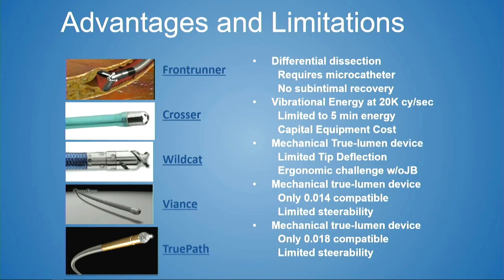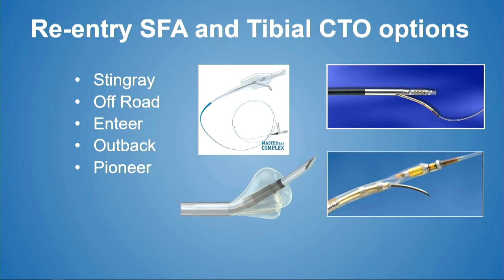And it's interesting that you mentioned that they aren't used very much anymore, because if you look at the device development in the CTO space, the devices haven't changed that much since 2014. So 4 years without much. On the reentry side, they have gotten a little bit smaller. We started with the two that you see on the right, which is the Outback and the Pioneer, being an IVUS-based reentry device. But some of the smaller devices, like the NextTier Stingray and Off-Road devices, are now being used for even tibial reentry when you can't use a strong wire to get through.